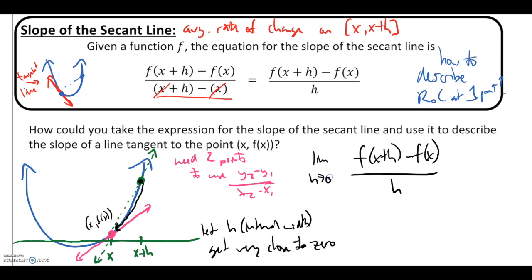That is a limit. And how to find the slope of a tangent line is to take the slope of your secant line and let the interval width approach 0. The limit as h goes to 0 of f of x plus h minus f of x all over h is the slope of a tangent line, and what's going to become known to us as the derivative.